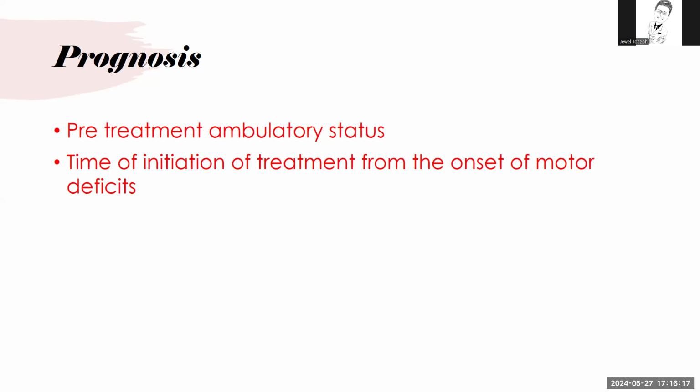The first thing is pre-treatment ambulatory status. The second thing would be the time of initiation of treatment from the onset of motor deficits. We usually give a time of 48 hours. For the treatment to be most effective, you should initiate it within 48 hours of the onset of neurological deficit. The earlier, the better. That is the second thing usually associated with a good prognosis, an early initiation of treatment. Next slide, please.